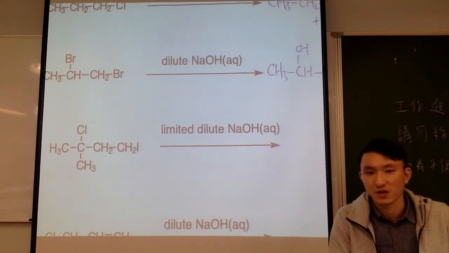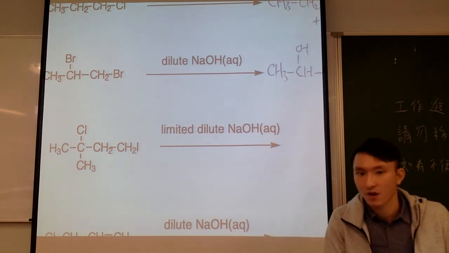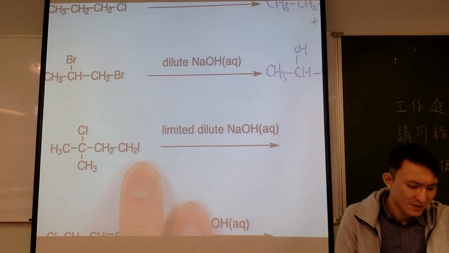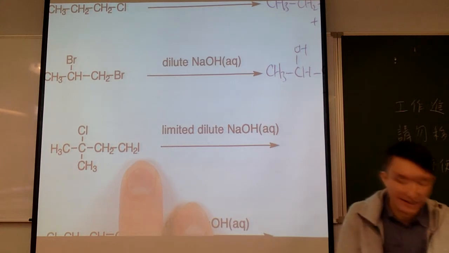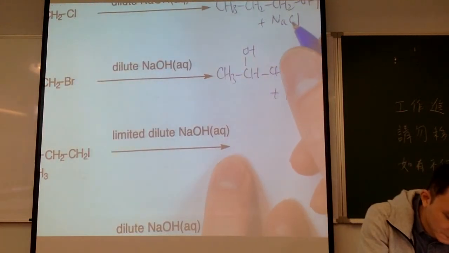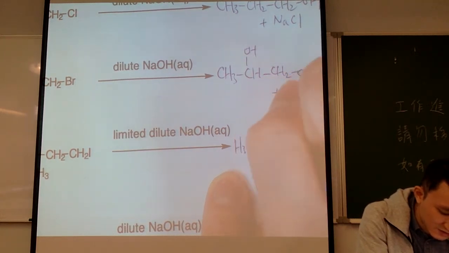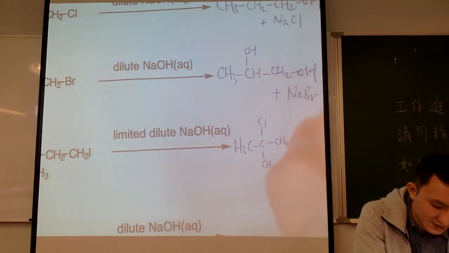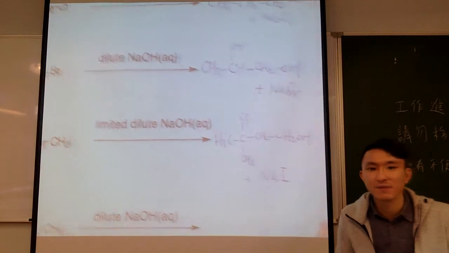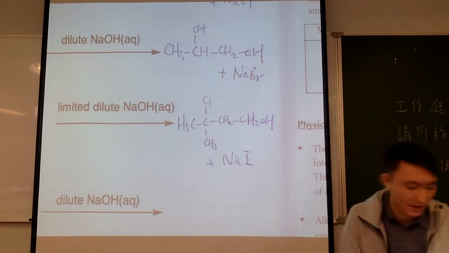The one that reacts faster should undergo substitution more preferentially than the one that reacts slower, okay? So it turns out that it is the C-I bond, right, the C-I bond. It should be easier to be broken, right? So here, we will have our major product, like this, as well as sodium iodide, okay? Because like I said, the C-I bond is the weakest, so it should react faster, okay?